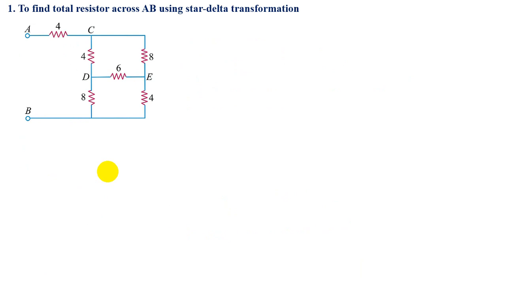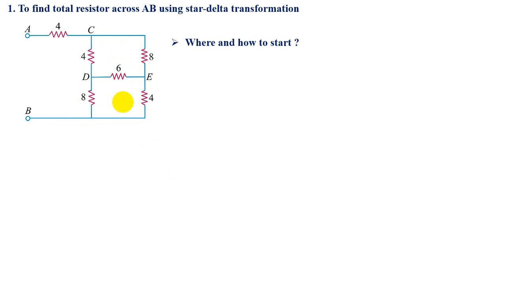Now the same problem, we'll start analyzing again. Last time we converted from star to delta. If you remember, we utilized 4, 8, 6, converted this star to delta, and then we got the answer as 9.66. Now what we'll do is use this delta or this delta. We'll see, either of these two deltas we'll utilize to solve for delta to star transformation.